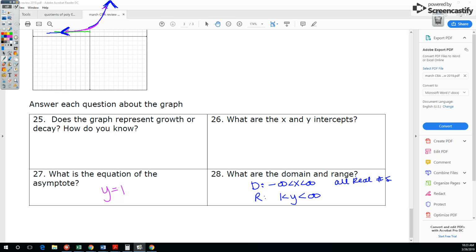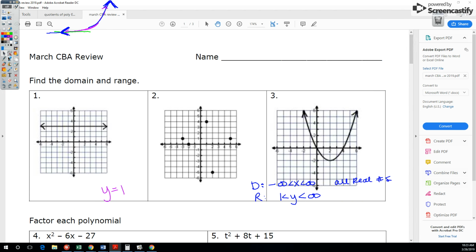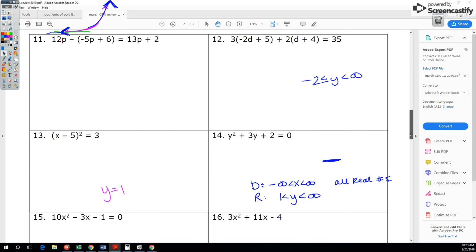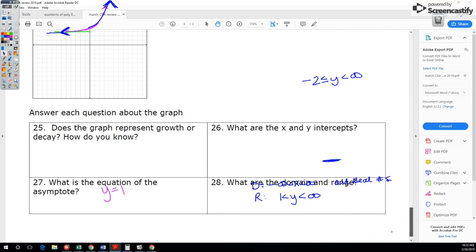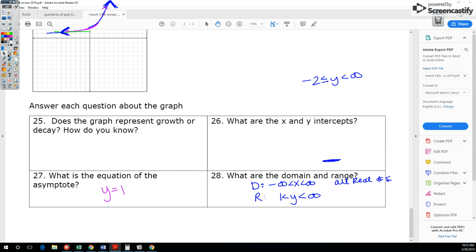So that's infinity. Now on the range, let me scroll up a second. The range on number 3, we had it like this, where it was -2 is less than or equal to y is less than infinity, because we actually come down here and touch this -2. On the exponential, we don't. You don't actually ever get to 1.